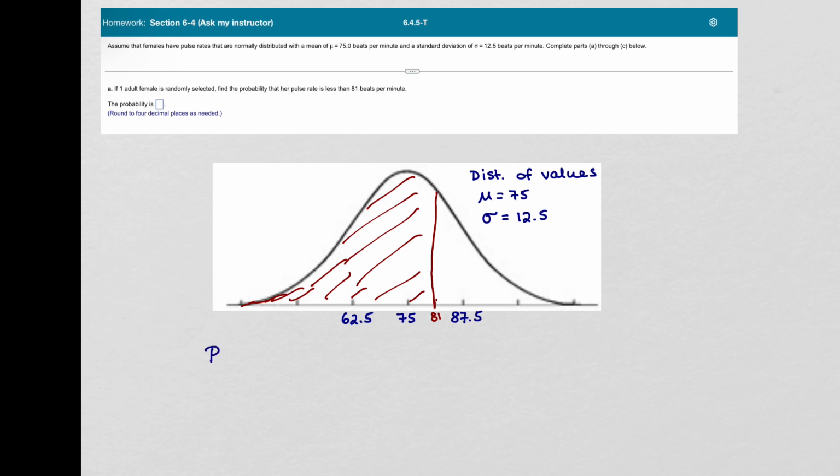So to calculate the probability that an individual value is less than 81, I'm going to use the normal CDF function in the calculator. And I need to give the lower boundary, upper boundary, mean, and standard deviation. The trickiest part of this is the lower boundary, and that's where we're starting. There is no lower boundary, really. This is going out to negative infinity.